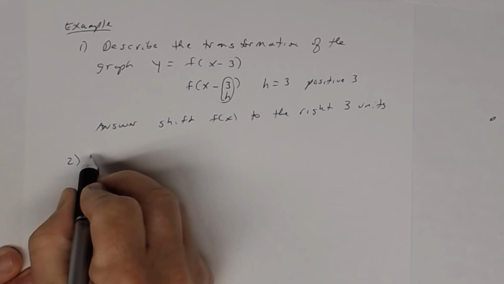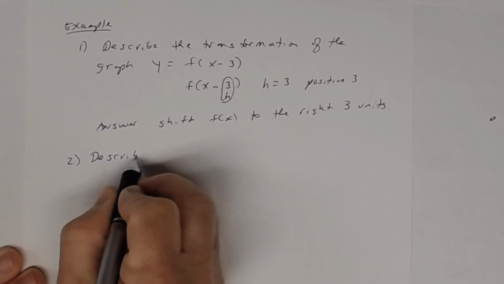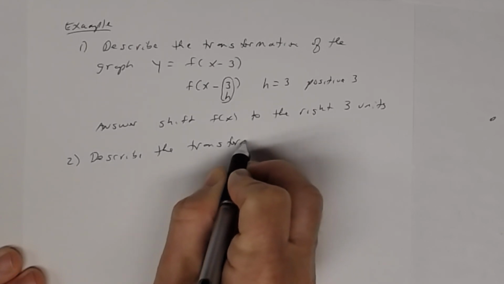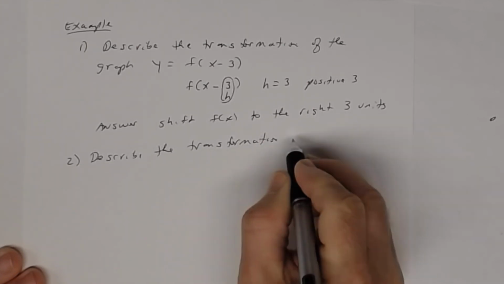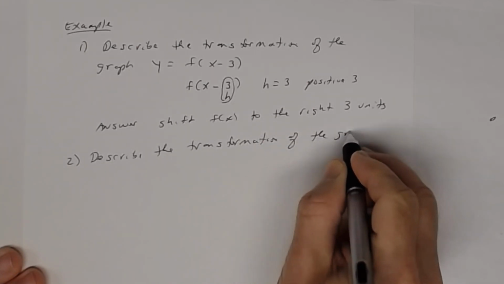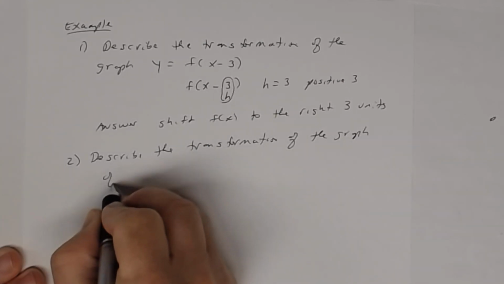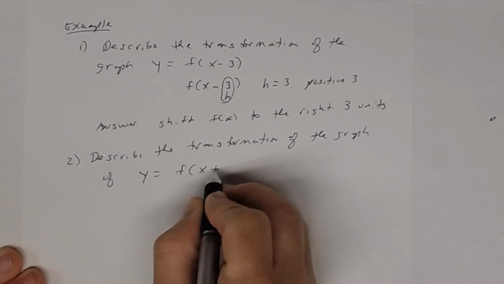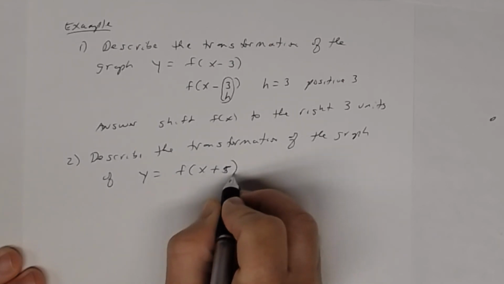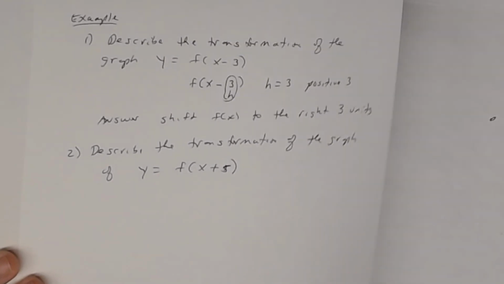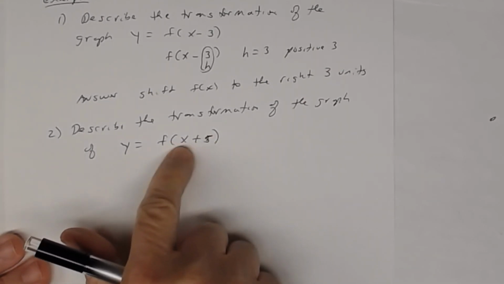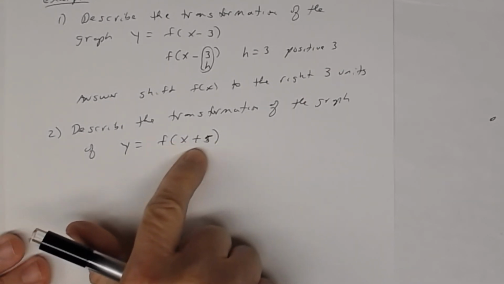Number 2, describe the transformation of the graph of y equals f of x plus 5. That's a plus 5 right here. F of x plus 5. So you see where that 5 is on the inside? On the inside? So if it's on the inside, that's a horizontal transformation.